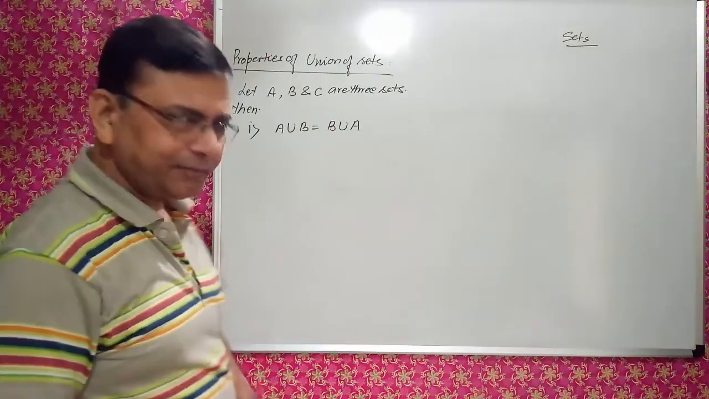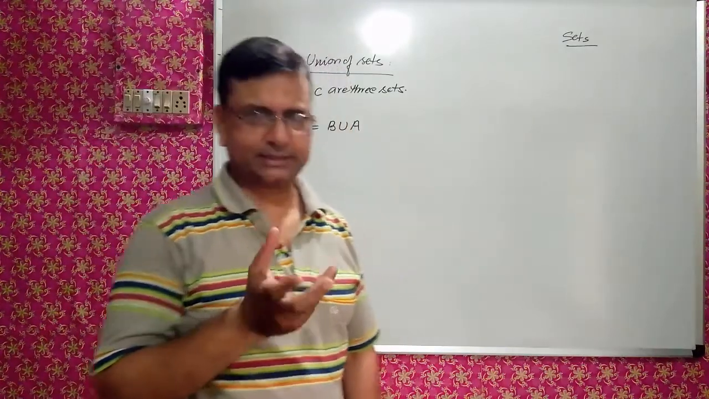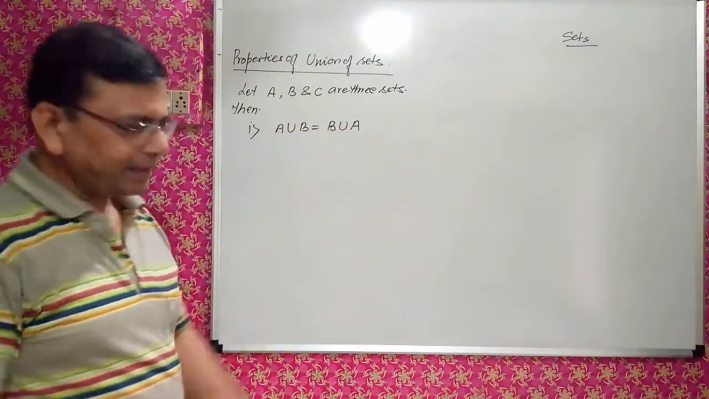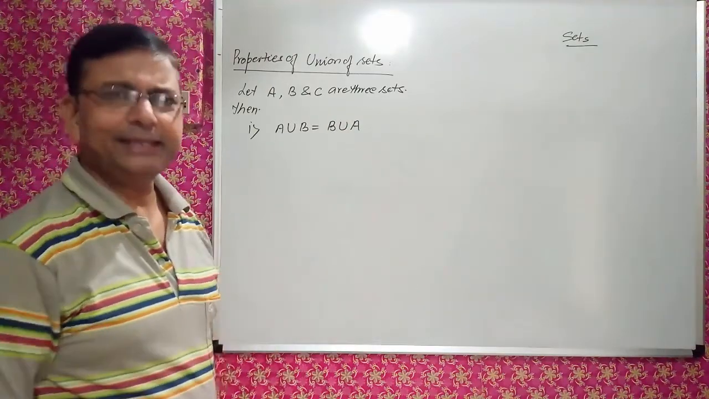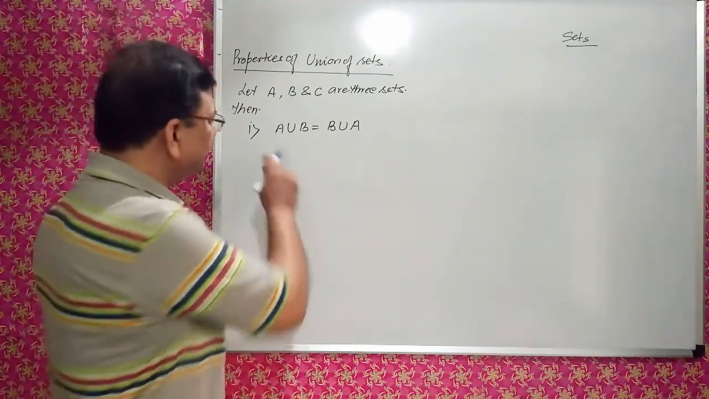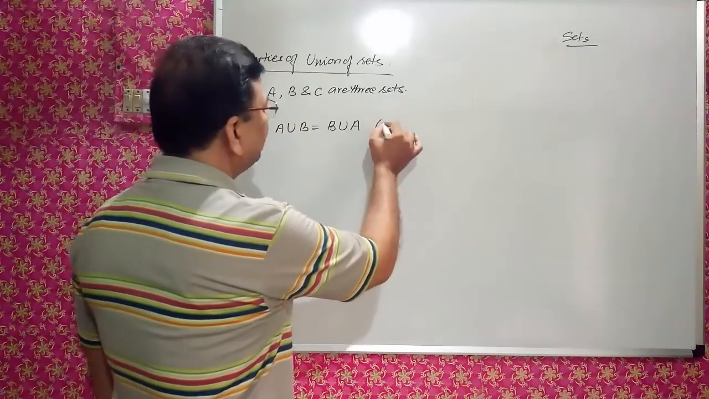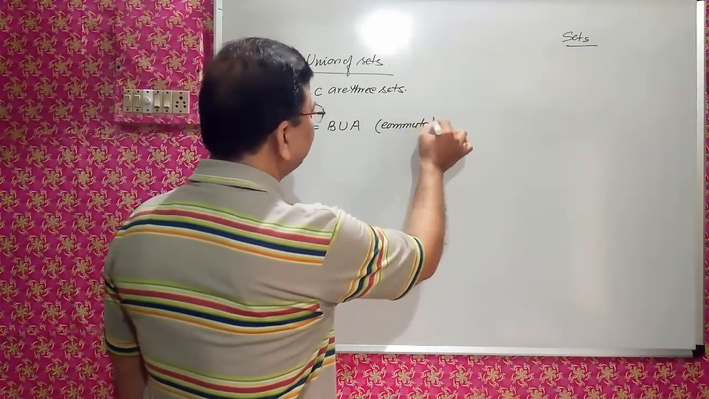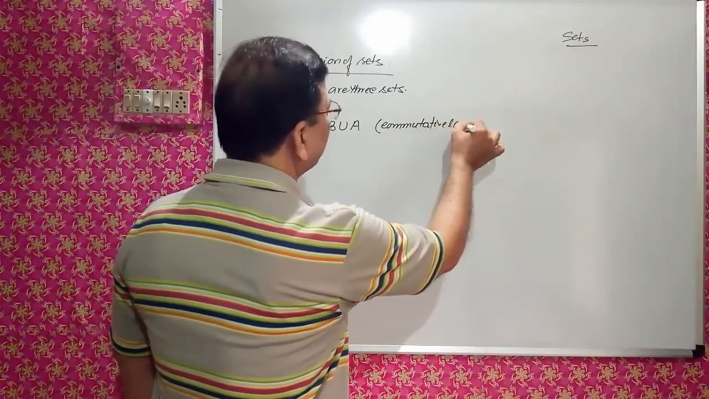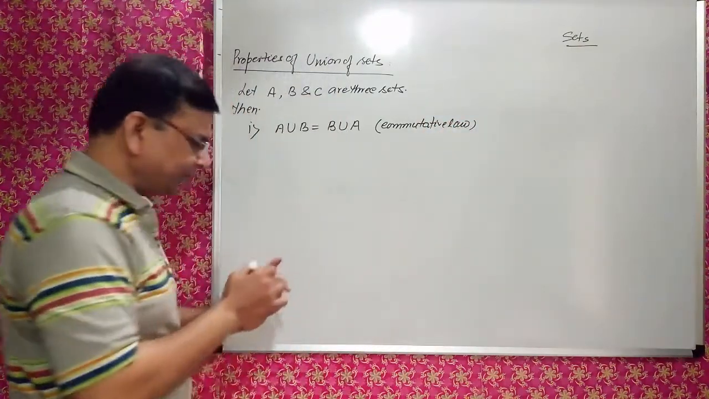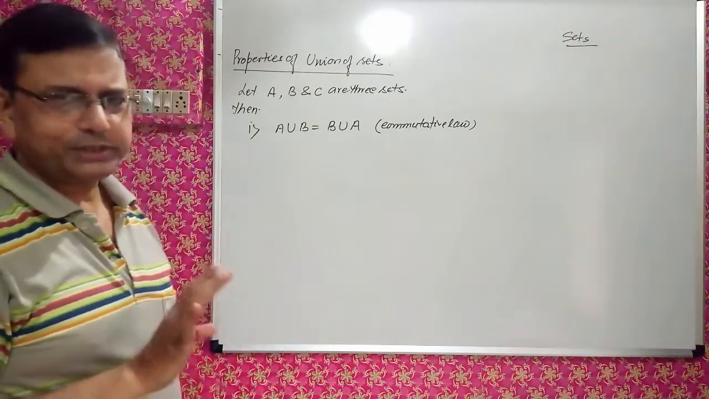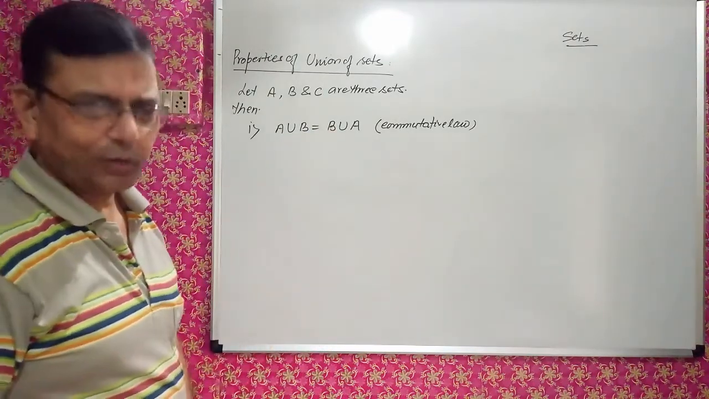If you are finding the union of two sets, A union B is equal to B union A. Interchangeability is possible. So this is called the commutative law. When you interchange the position of the sets, the union of these two is not going to change. You can see it by Venn diagram also.